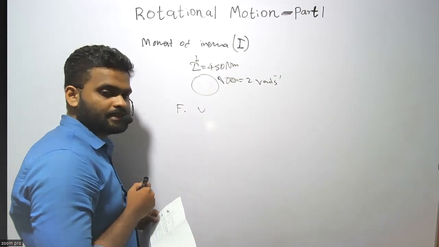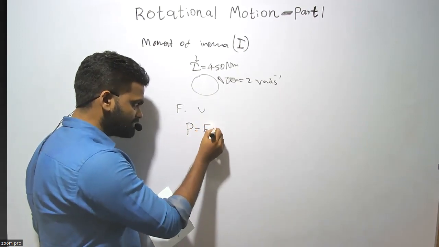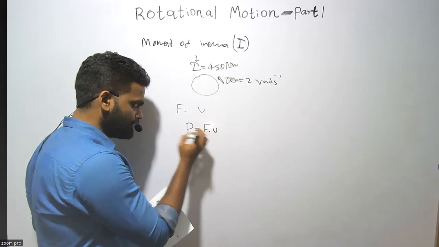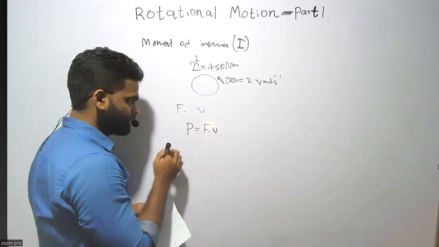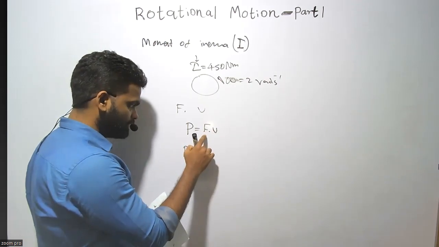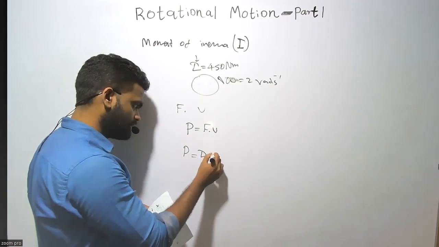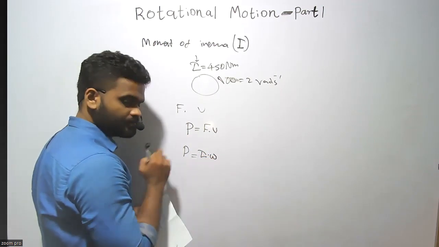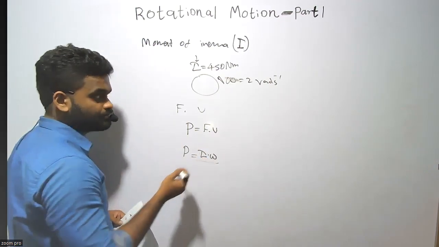So do you remember that equation to find power? We discussed this when we were doing energy and power, right? Force times velocity. So for rotational motion, what should be the equation? Instead of force, you can use torque. Instead of velocity, you can put angular velocity. Torque times angular velocity. This is the power. This is the equation we are going to use.